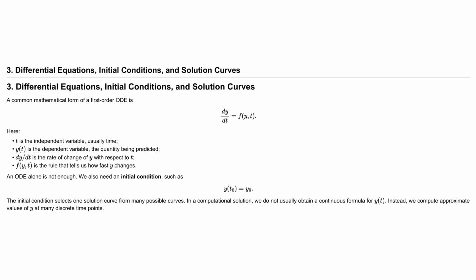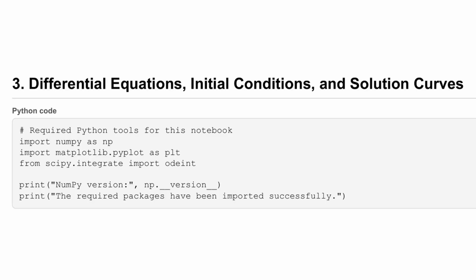Mathematically, a first-order ODE relates the derivative of a variable to a function of the variable and time. Because a derivative only describes the rate of change, we always need an initial condition to determine exactly which solution curve we are on. We will start by importing the necessary Python libraries.